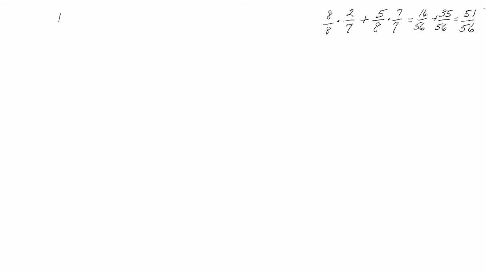Okay, so let's try 1 over 39 plus 6 over 22. Well, here again we have a couple of awful looking denominators, so let's do a prime factorization of these denominators. So 39 is going to equal 3 times 13. And 22 is going to equal 2 times 11. So my least common denominator is going to have 3 times 13 times 2 times 11, because those are unique factors.